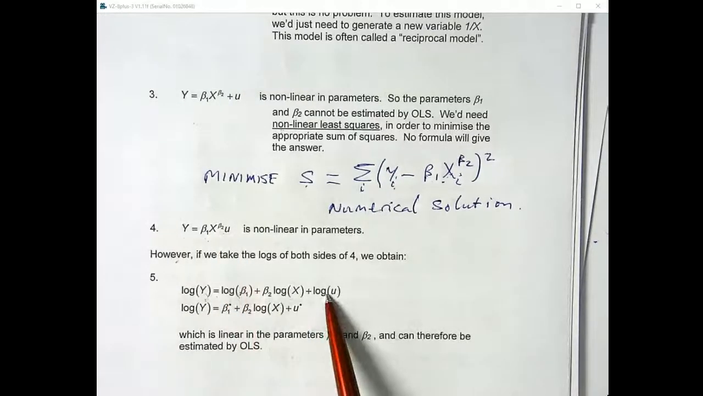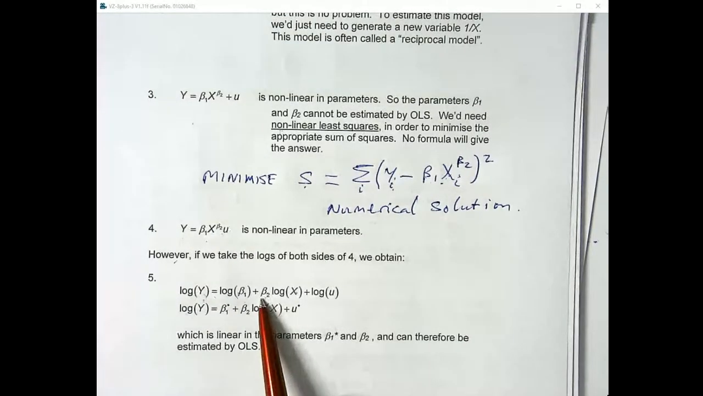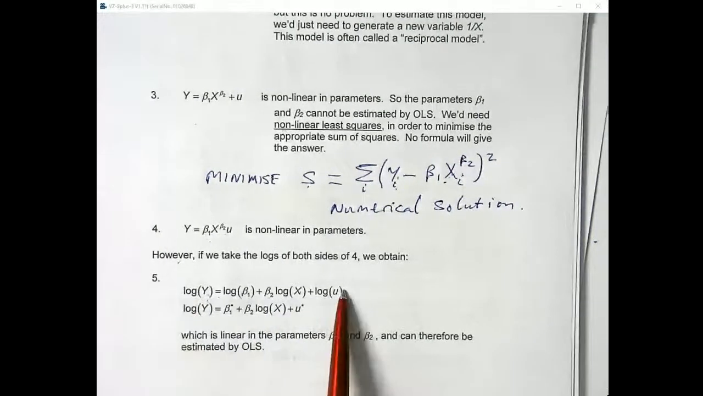And notice all we're doing here is using the rules of logarithms: when you take the log of a product, you get a sum. When you take the log of a power, the power becomes a multiplicative coefficient. So we're using the rules of logarithms to get to here.